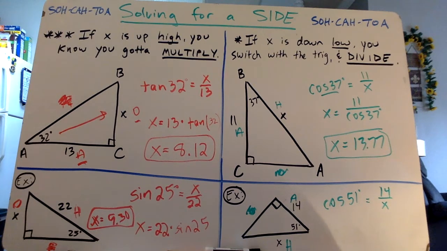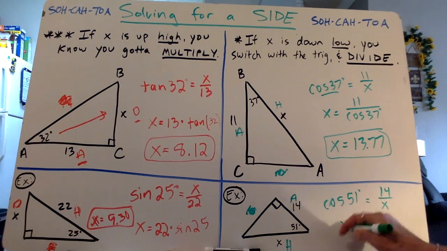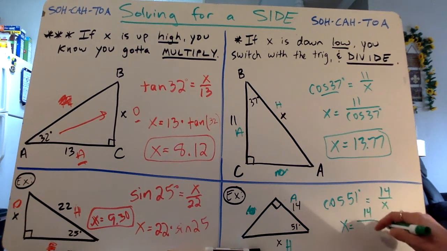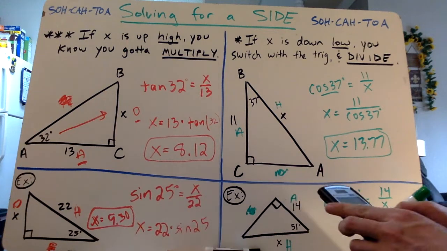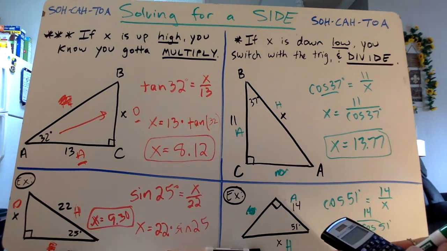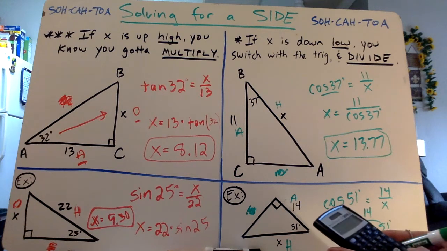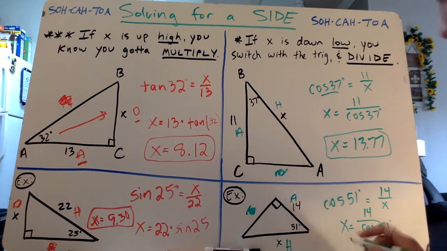And just like before, x is down low, so we're going to have to divide. So just do it after we flip them. It's going to be x equals 14 divided by cosine of 51 degrees. All right, so type that in your calculator: 14 divided by cosine of 51. And you get 22.25. And that's what you should have.